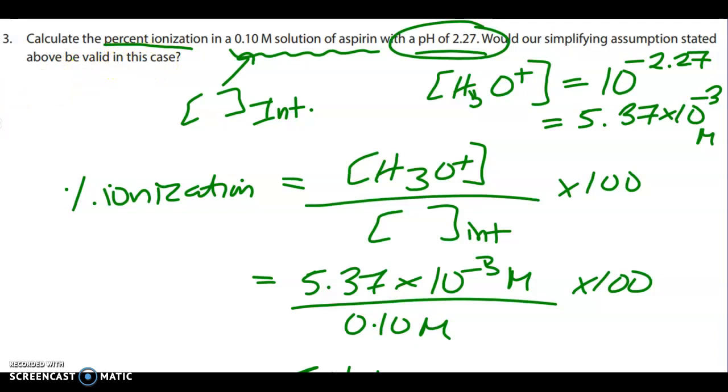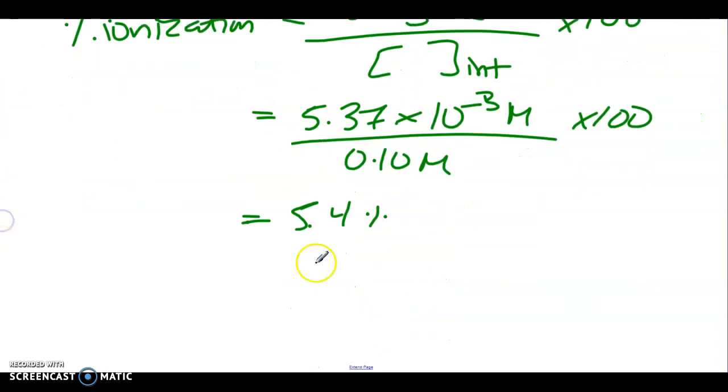Now the side to this question was asking, would our simplifying assumption stated above be valid in this case? So what that means is, in this case, would we be able to get rid of our X? Actually you can't. So it is not a valid assumption to get rid of our X, because remember that it has to be less than 5% ionization. So because this is more than 5% ionization, that means our X is going to be significant enough.